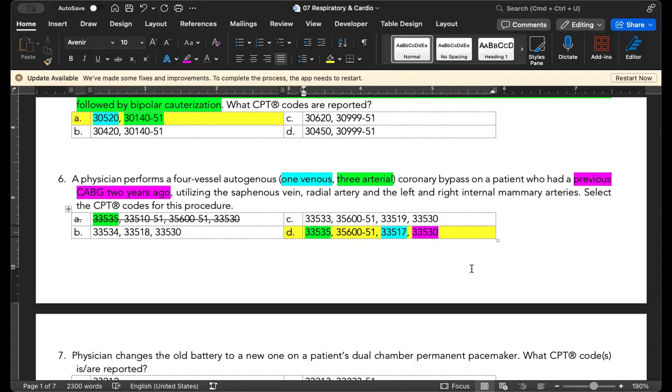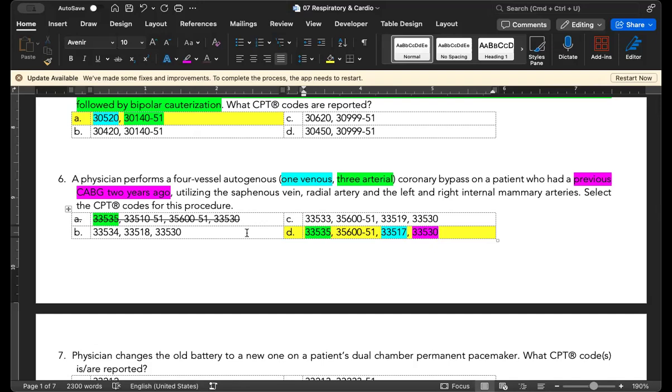And then can anybody guess what the other code is without looking at the code description? Can anybody guess what the other code is that we're going to code? Like I said, without looking at the code description, because we know what the code is, but what are we going to pull out of this documentation? Harvesting? Okay. Yep. It's going to be our harvesting.